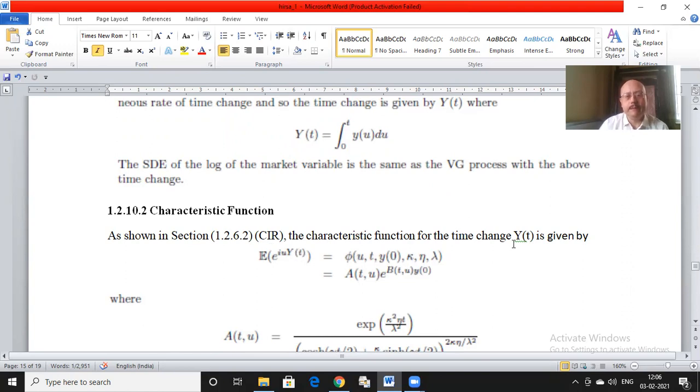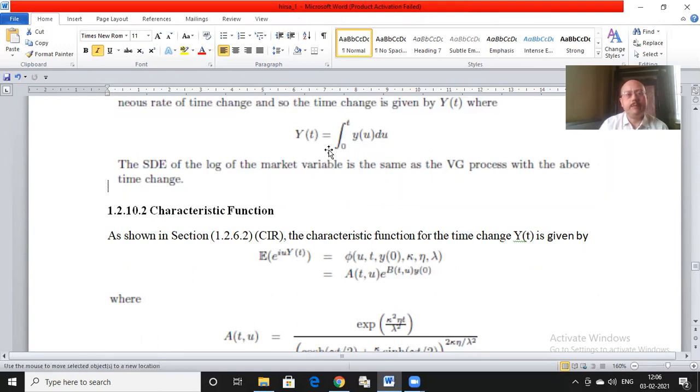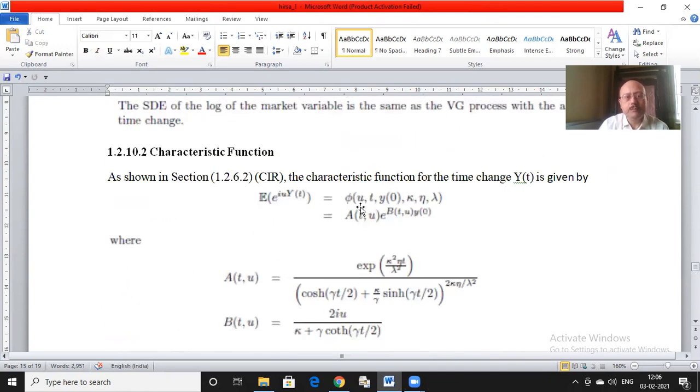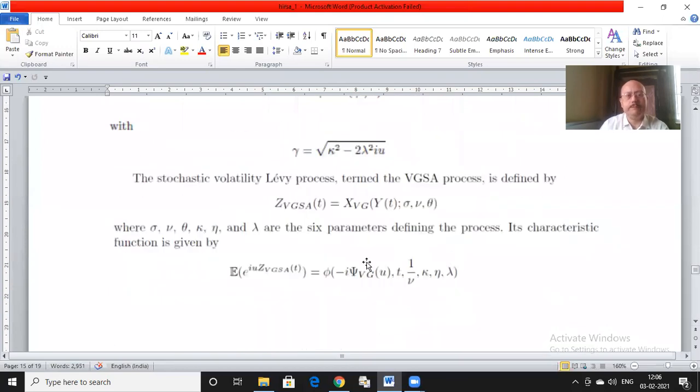So we start with the CIR, the instantaneous time change, to evaluate the characteristic function of capital Y. So capital Y has this characteristic function, phi evaluated at u, t, y0. y0 is the starting value, and kappa, eta, and lambda are part of this model, of course. So this is our characteristic function for capital Y, which I can write out as capital A e to the power b y0. That we have done before for CIR. This was the expression.